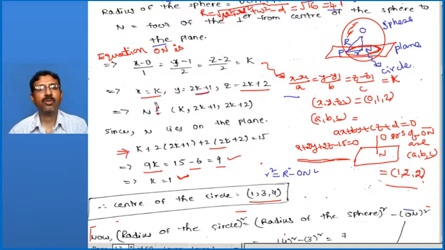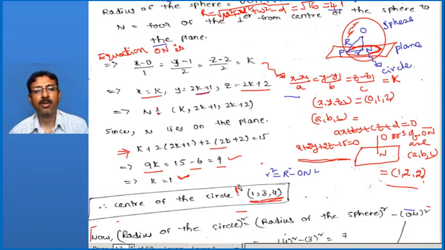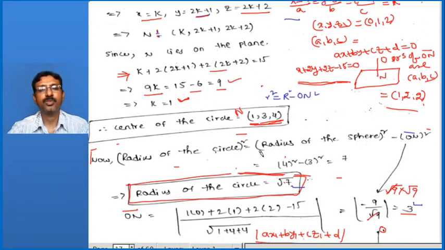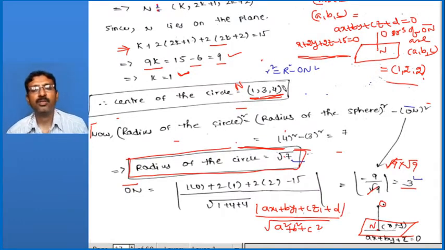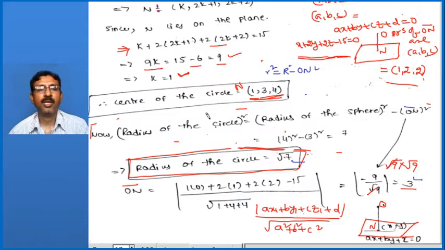So substituting the k value here, N, k equal to 1, 2k plus 1 is 3, 2k plus 2 is 4: (1, 3, 4). So this is the center of the circle, nothing but capital N. So finally we have found the center of our circle, and now we find the radius of the circle.